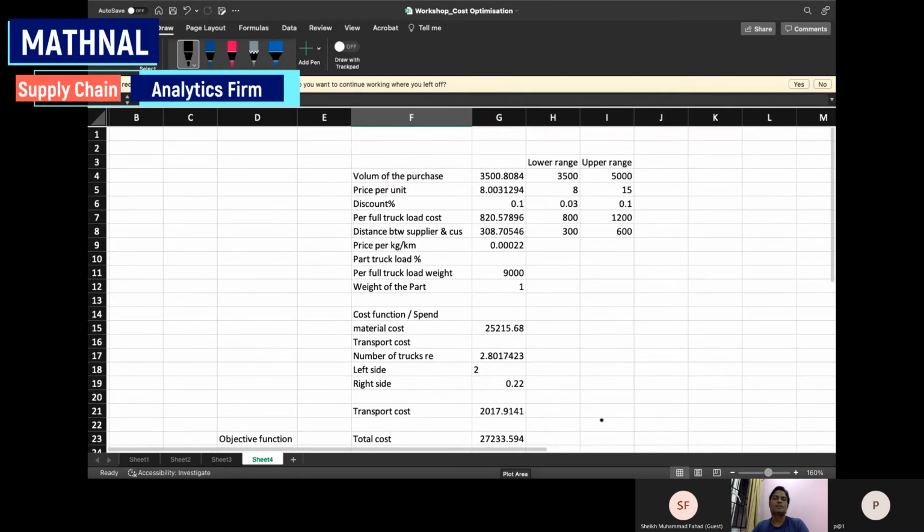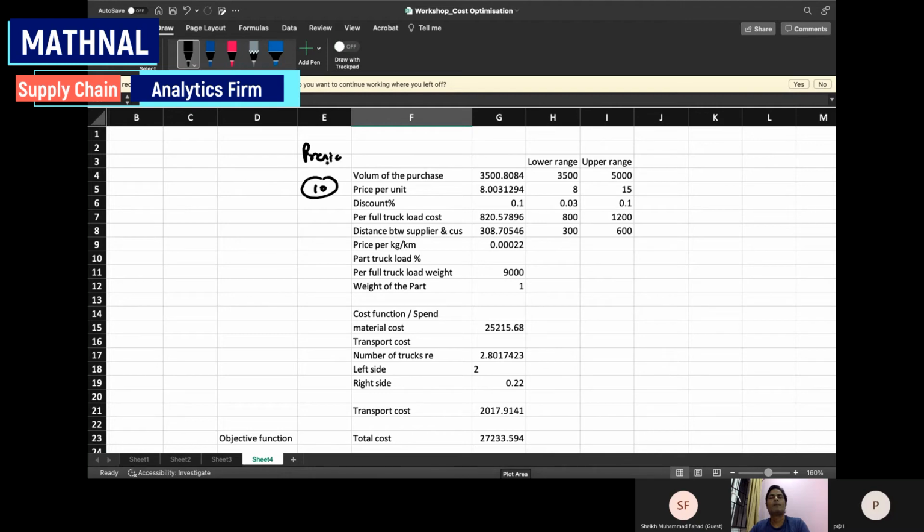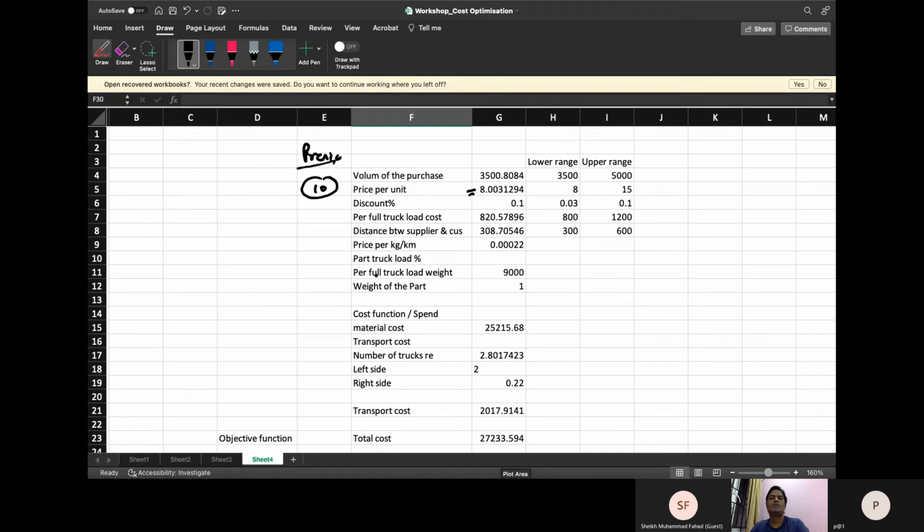So what are the solutions Excel gave us? What was the previous price? 10. What is the new price? 8. What is the previous volume? 44,000. What is the new volume? 1,500. What was the discount percent earlier? 5%. Now we're getting 1%. What is the per truck full load cost previously? 1,000. Now what is it suggesting? 820. What was the distance previously? 500. Suggesting 308.